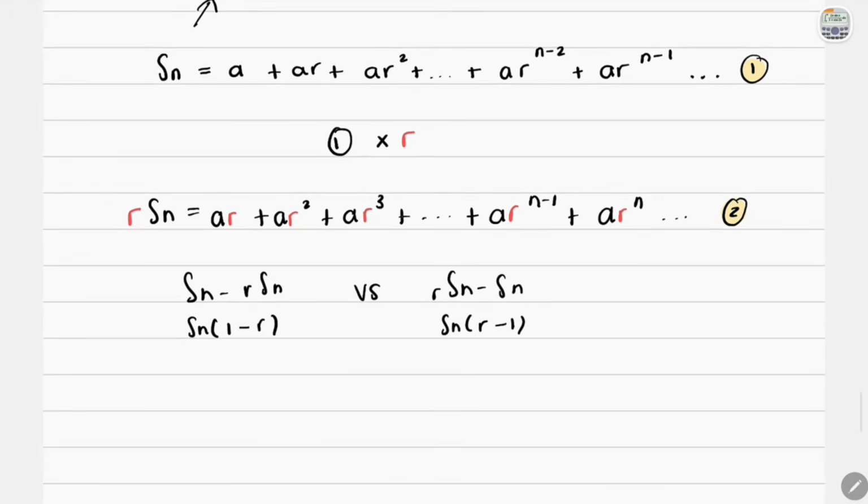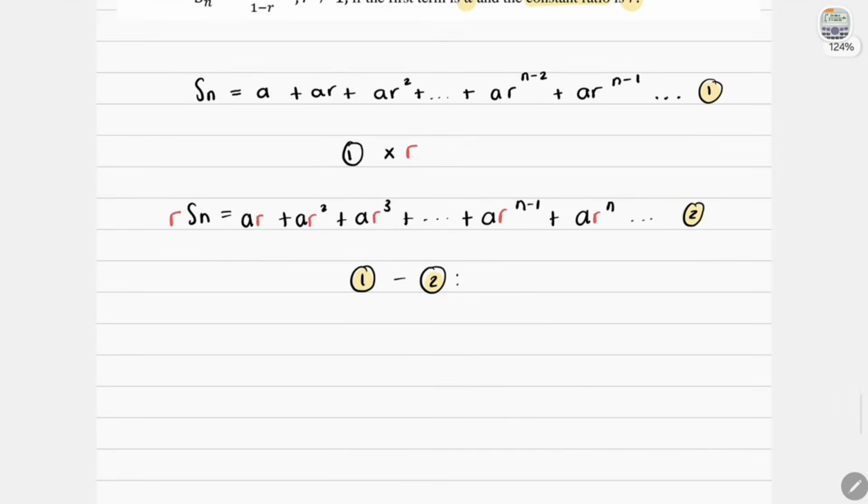So we need to say equation 1 minus equation 2. Okay, so left-hand side minus left-hand side. So we're going to say Sn minus Rsn is equal to, and then right-hand side minus right-hand side. So just look at what happens with the right-hand sides.